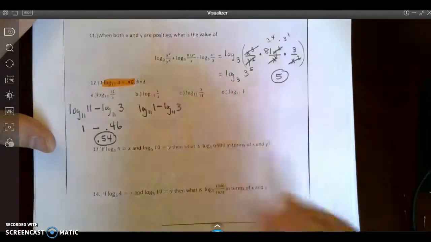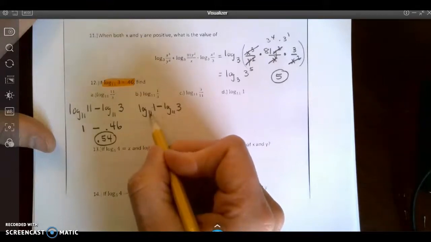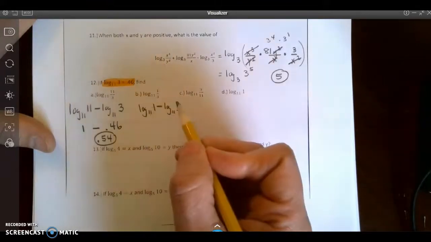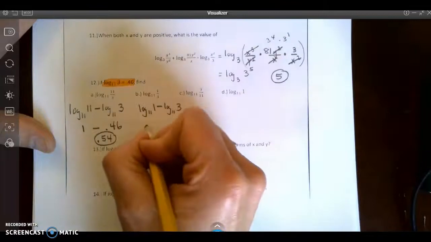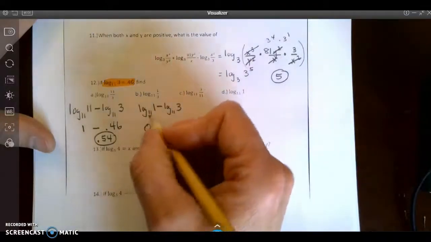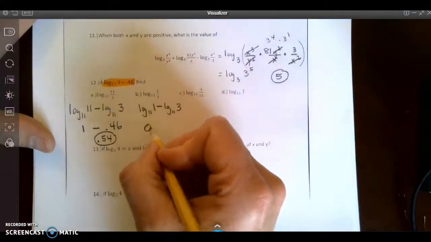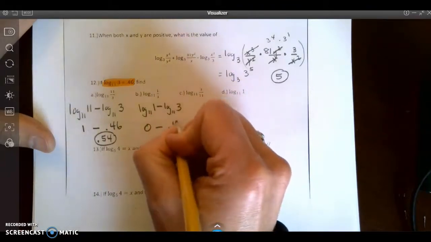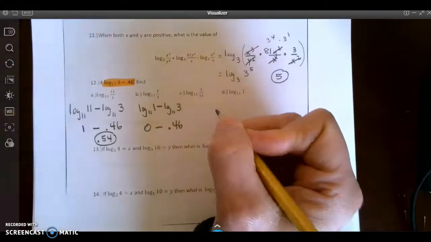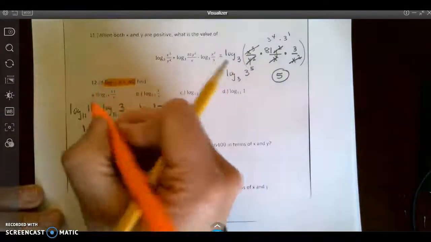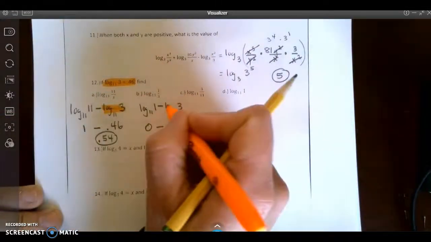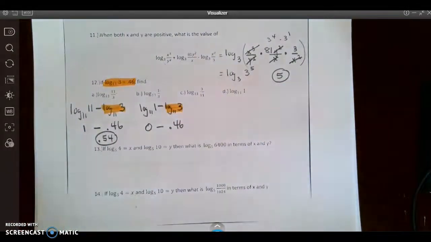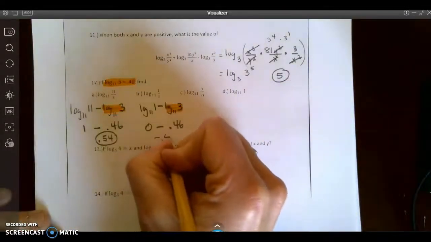Right, letter B. I'm going to have log base 11 of 1 minus log base 11 of 3, because division means subtraction. Log base 11 of 1, 11 to what power is 1? 0. Anything to the 0 power is 1. Remember, the log of 1 is always 0. Minus, this is 0.46, because I'll highlight and show you. That's where I got that from. So I get negative 0.46.